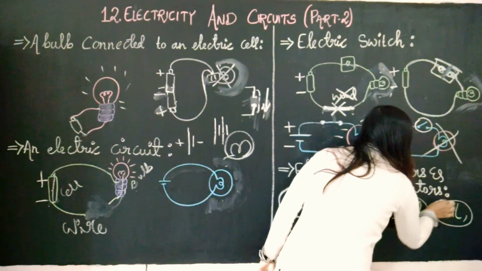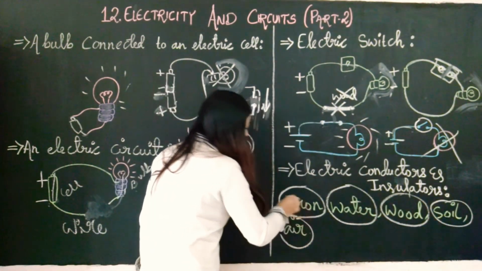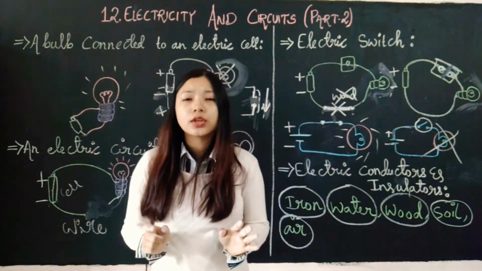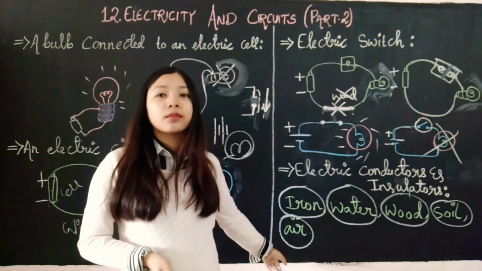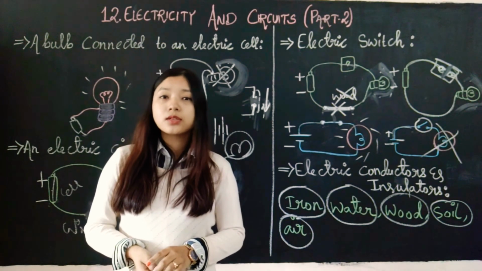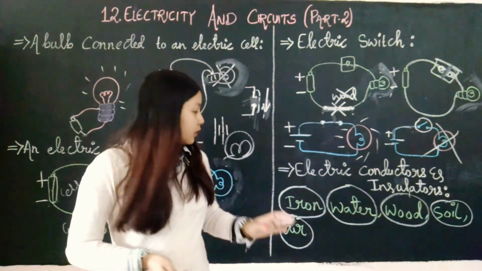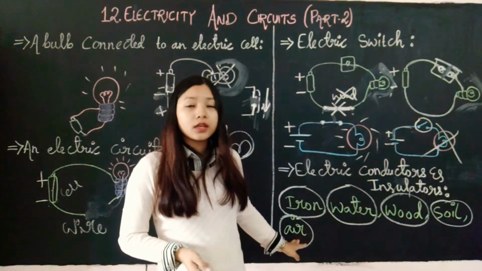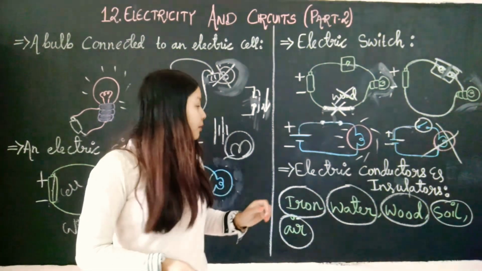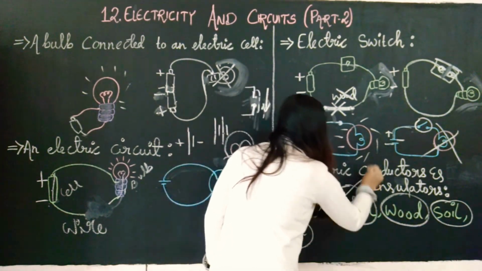Soil also is a poor conductor of electricity, and the same goes in the case of air. Only under extreme conditions or situations, air can become a good conductor, as we can see the lightning when it rains. During the thunderstorm, we see the lightning, and that is a very extreme case. Then only the air becomes a good conductor for a flash of time. But in general, iron is a good conductor, water is a good conductor.